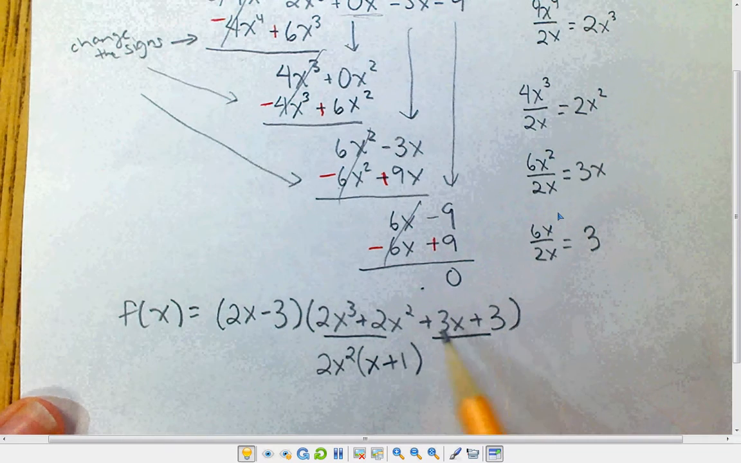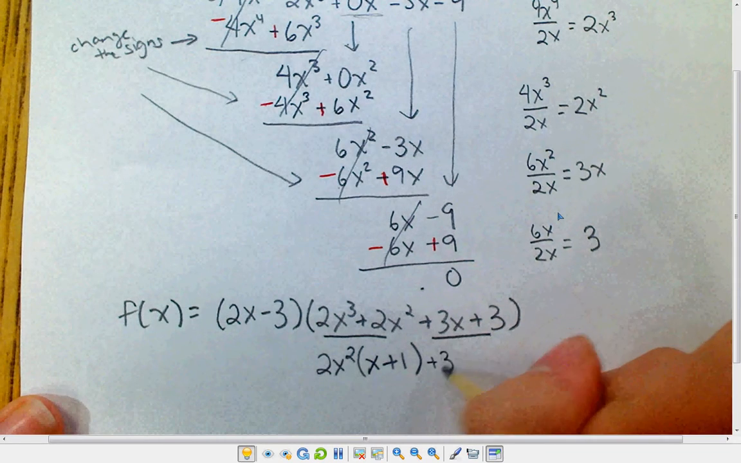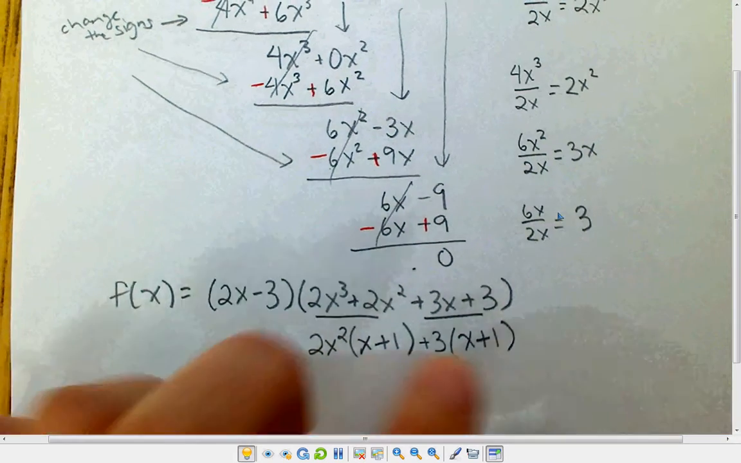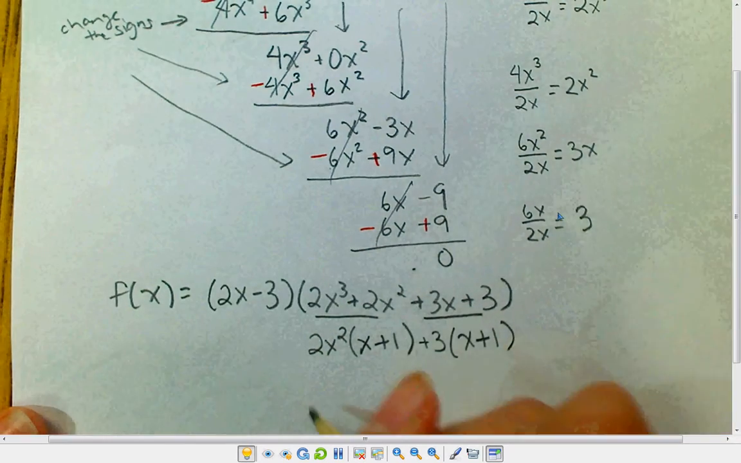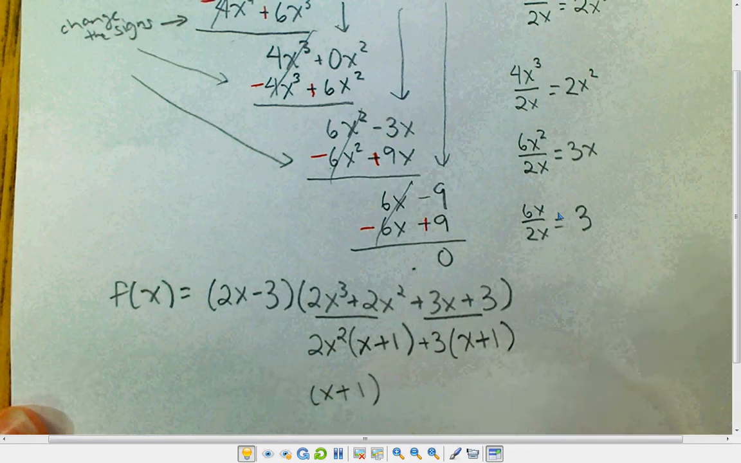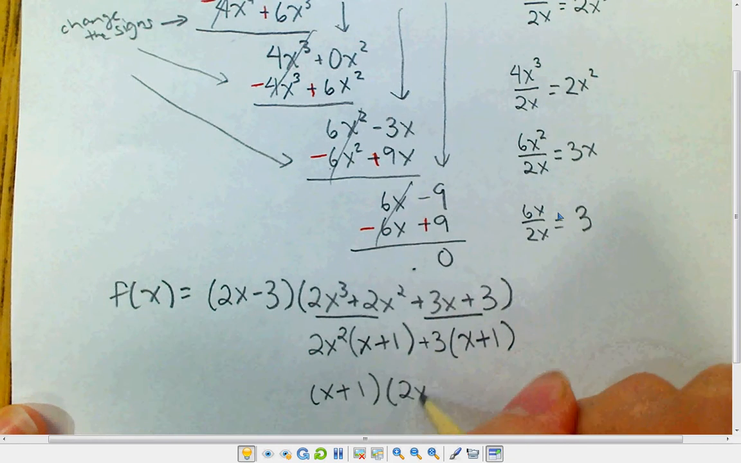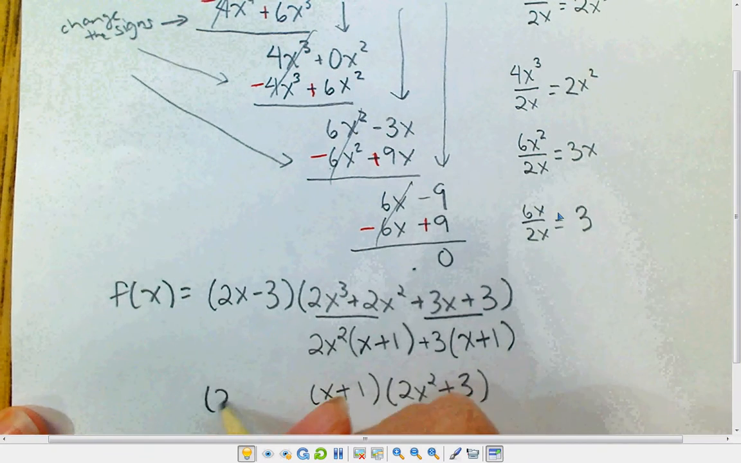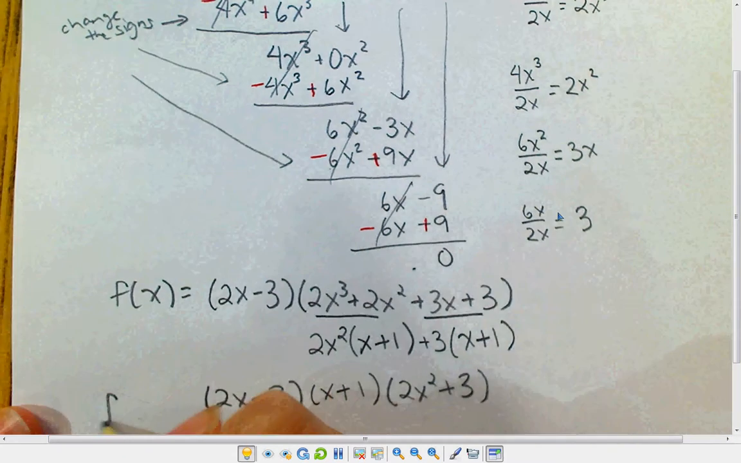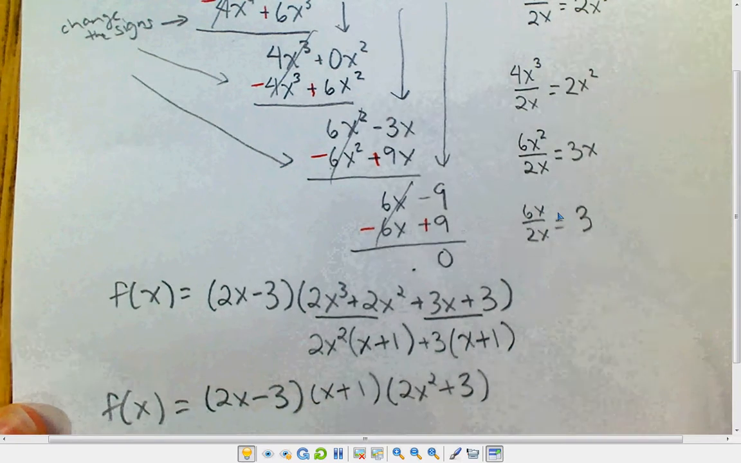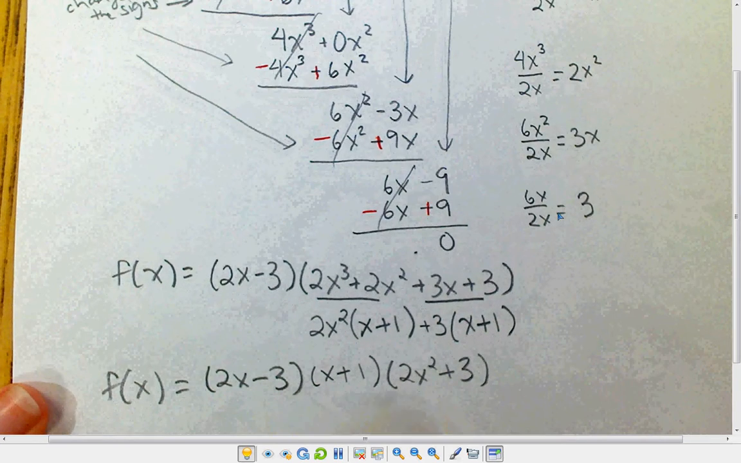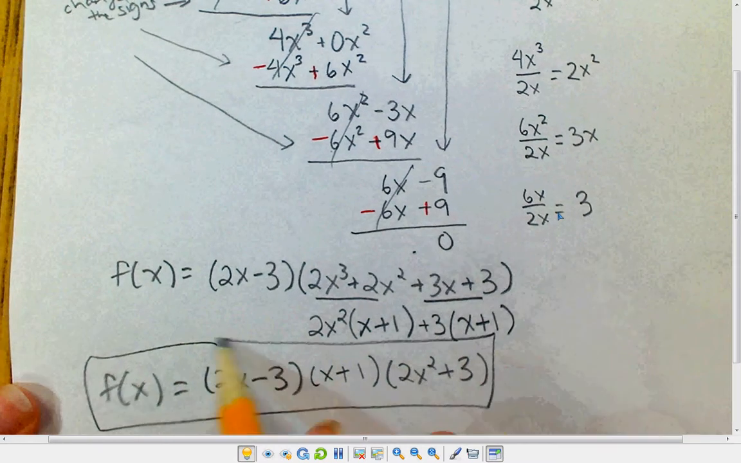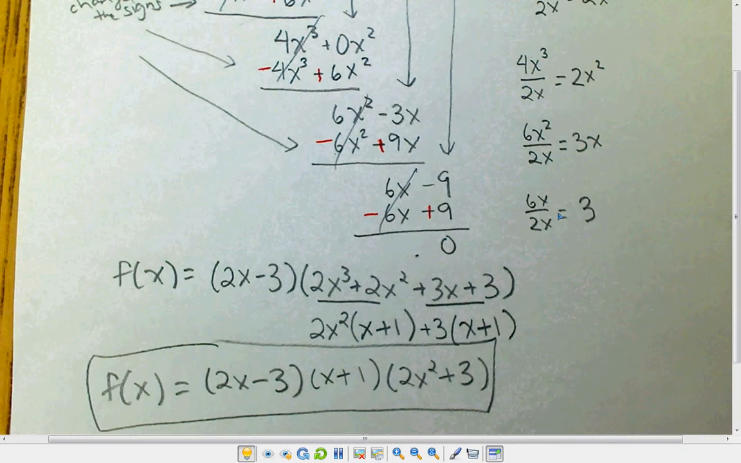What can I divide out of this group? Positive 3, again, leaves me with x plus 1. So I can rewrite these 4 terms as, I can pull out the x plus 1, and what it leaves me with is 2x squared plus 3. And then I still have this 2x minus 3 at the beginning. So my completely factored form is this, because I cannot break anything else down any farther. This is as factored as it possibly can get.